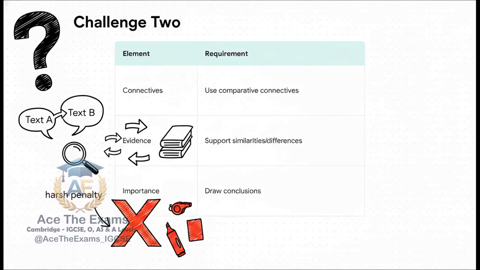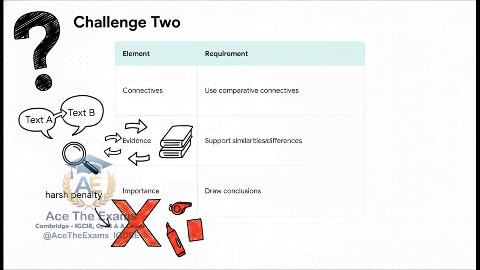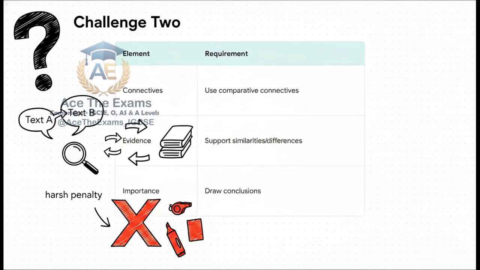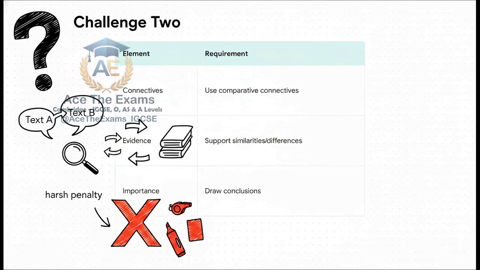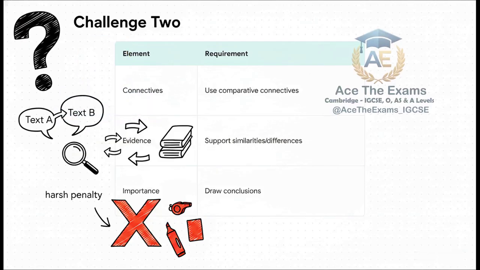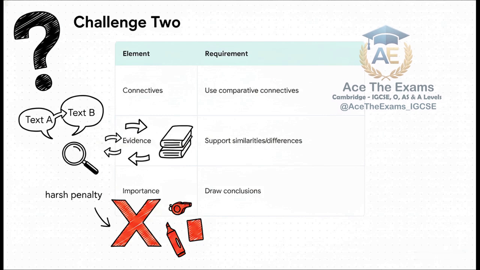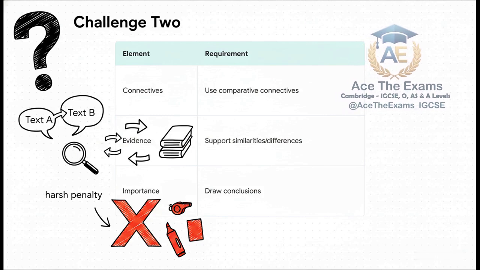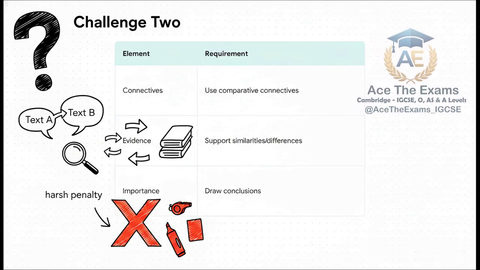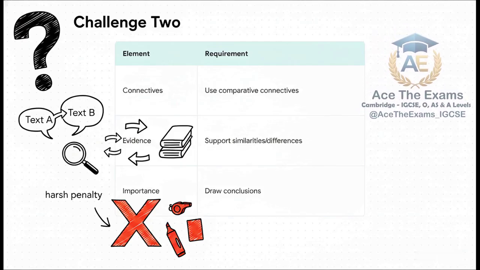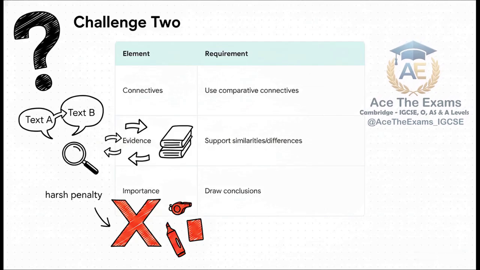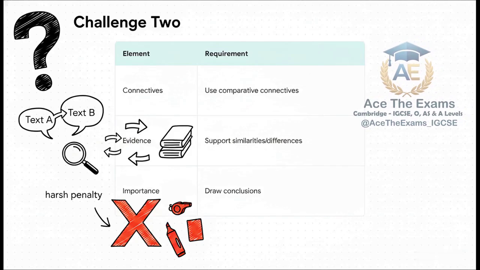That is not a comparison, and it will cost you critical marks. To secure top marks, look at the matrix. First, connectives. You must use explicit comparative connectives in Afrikaans. Second, evidence. You have to actively support each similarity and every difference with hard evidence from the text. And third, the absolute most important part. Importance. You must draw conclusions about the relative weight of the points. Which factor is more impactful and why? If you omit that final evaluative conclusion, it is an automatic, harsh penalty.